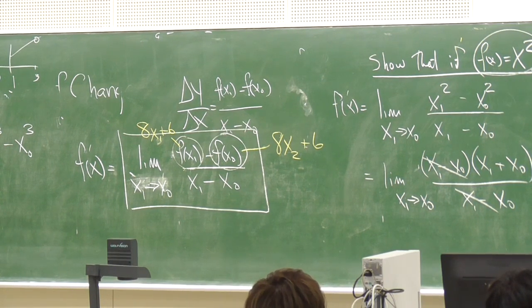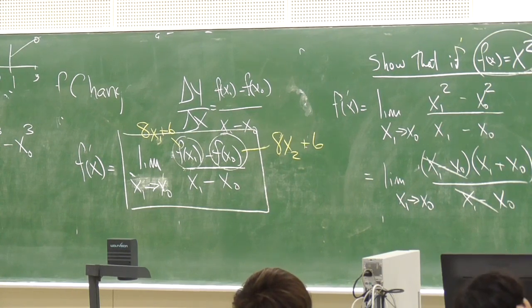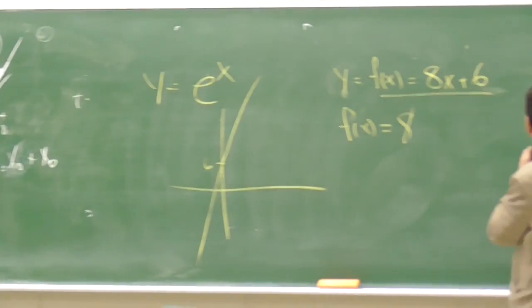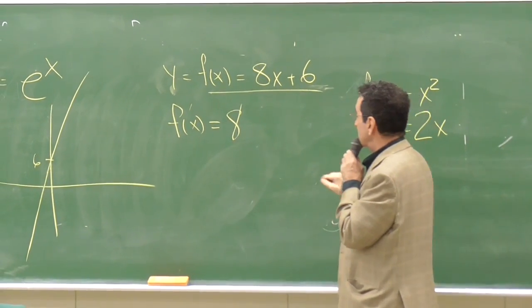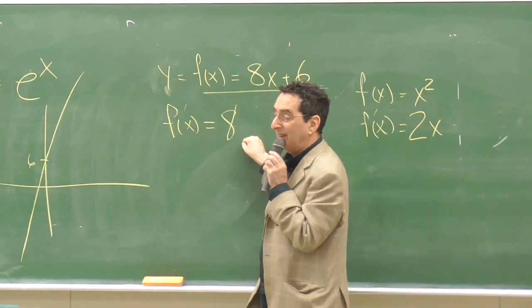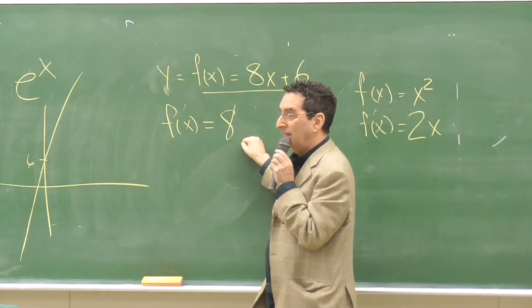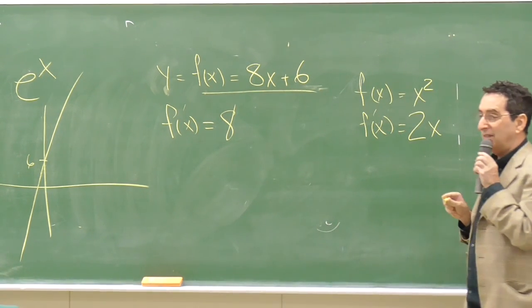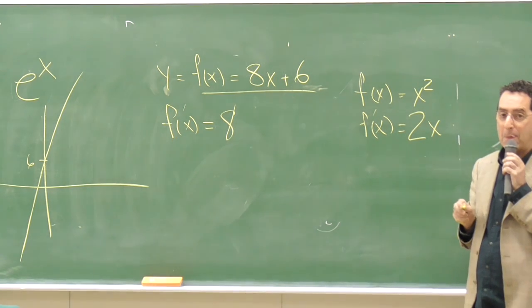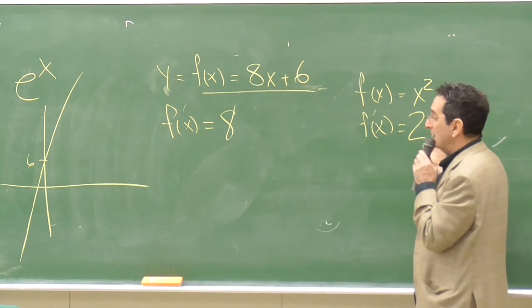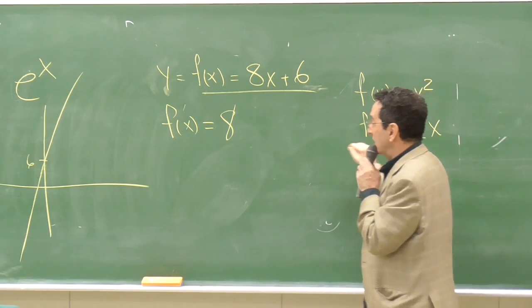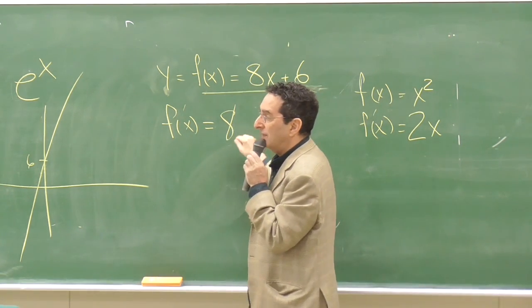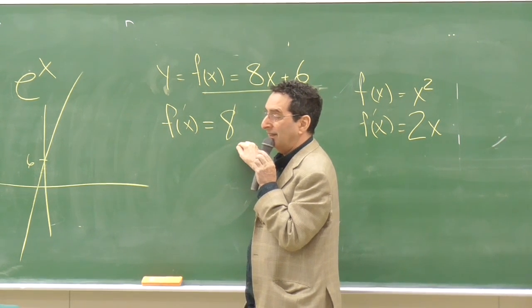But what was this one again? What was this? 2x. Now this one doesn't have an x in the answer, in the derivative, and this one does. Does that make sense, or is there something wrong with that? What does that mean? That means the slope for this function depends on x. And here, it means the slope for this function does not depend on x. Does that make sense or not?